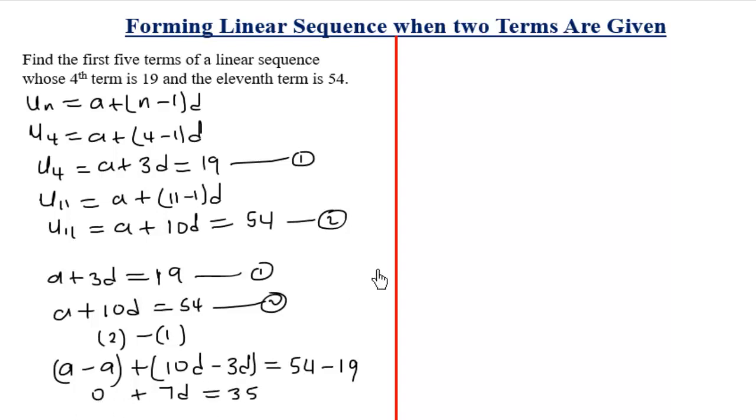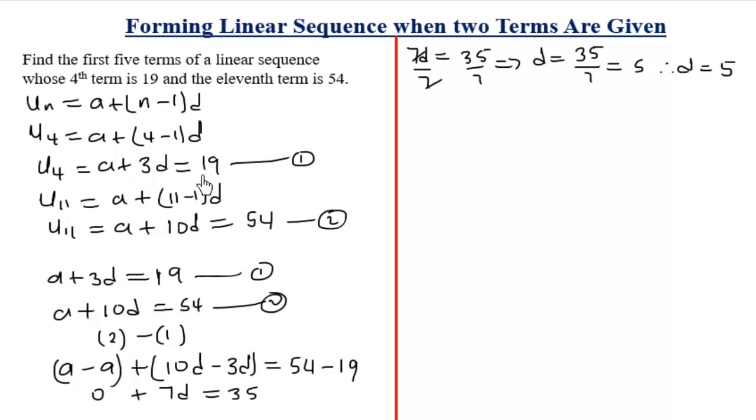So the equation left is 7d equal to 35. So I will divide through by 7 to get the value of d. This implies that d is equal to 35 over 7, and 35 divided by 7 is 5. Therefore, the common difference d is 5.